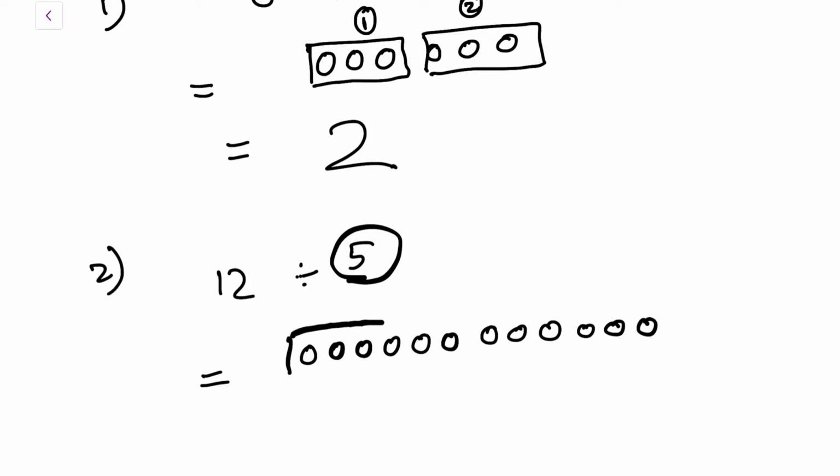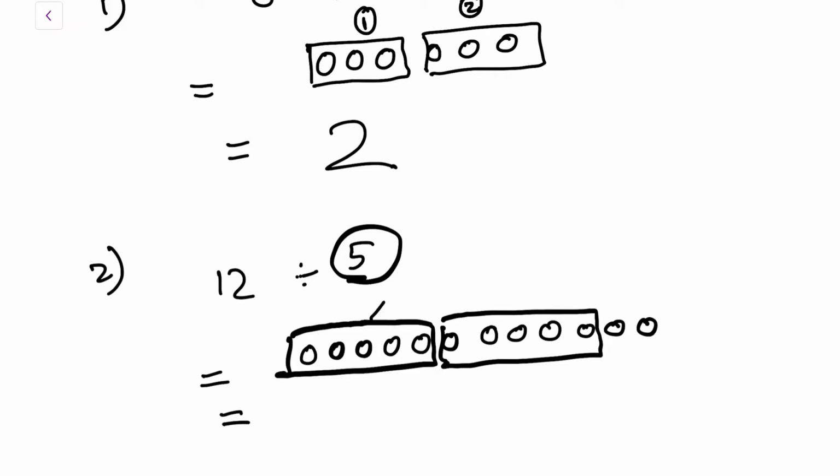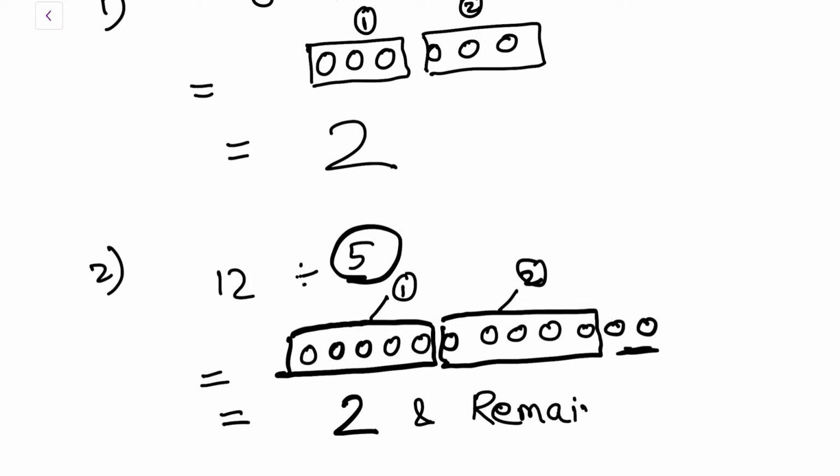So we have 5 here. And then we have 1, 2, 3, 4, 5. We have 5 more here. And we have only 2 that is remaining. So what is the answer? How many groups are there? We have 1 and 2 groups. So the answer is 2, and the remainder is 2. Alright, so we found out that 12 can be grouped into 5 each in 2 groups, and 2 is the remainder.